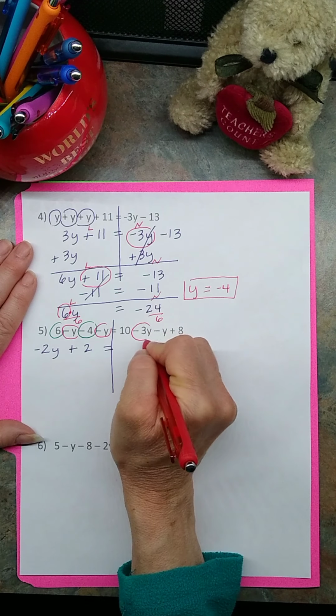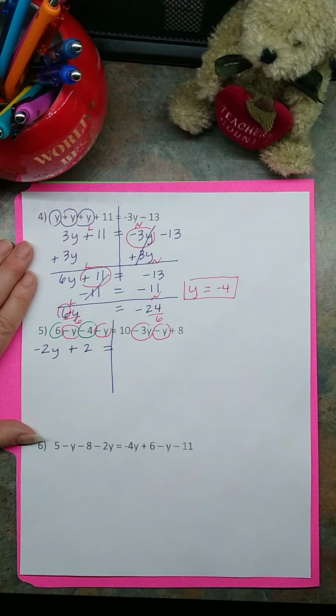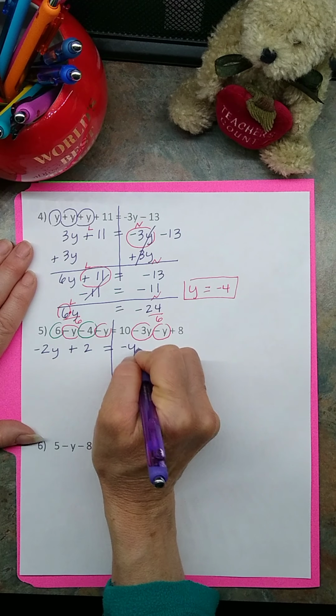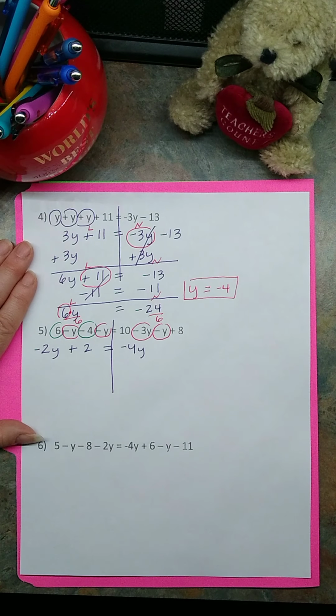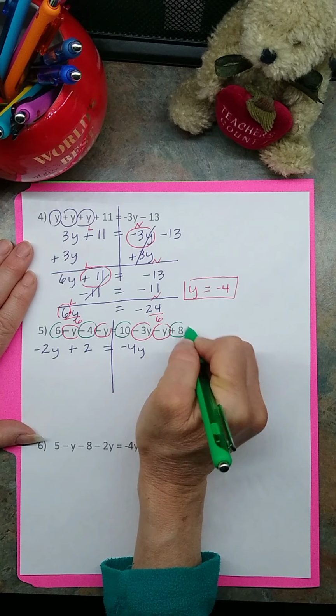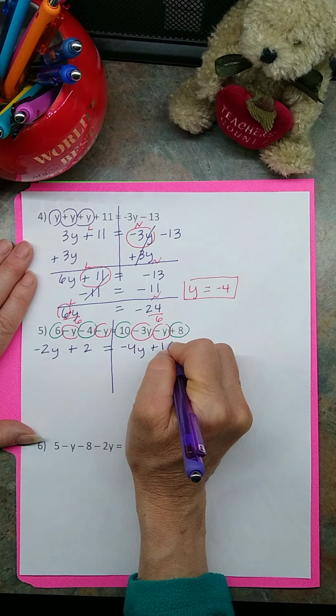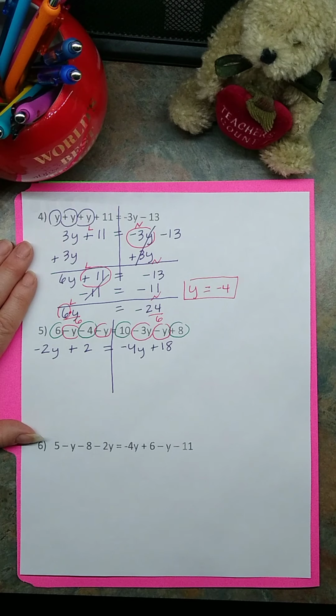Collect like terms. -3y and a -y gives you a -4y. But I also need to collect up the numbers. 10 and 8, those are like terms as well. 10 plus 8 is 18. Now double check. The right side and the left side are both simplified.